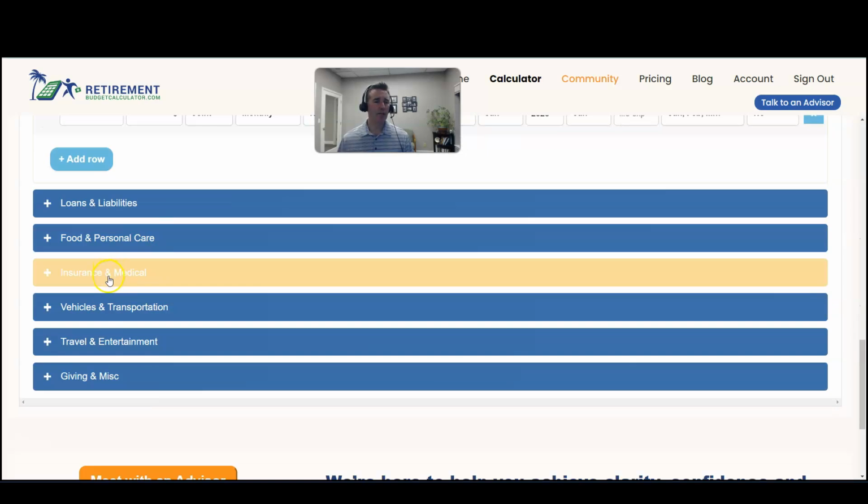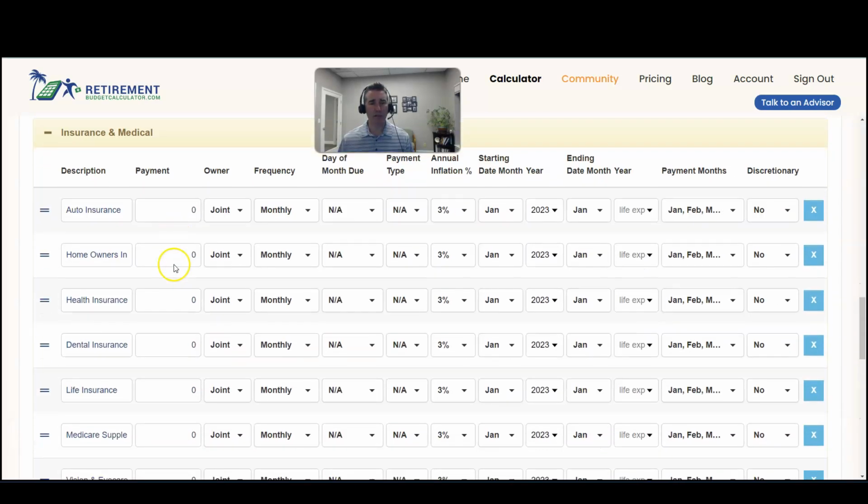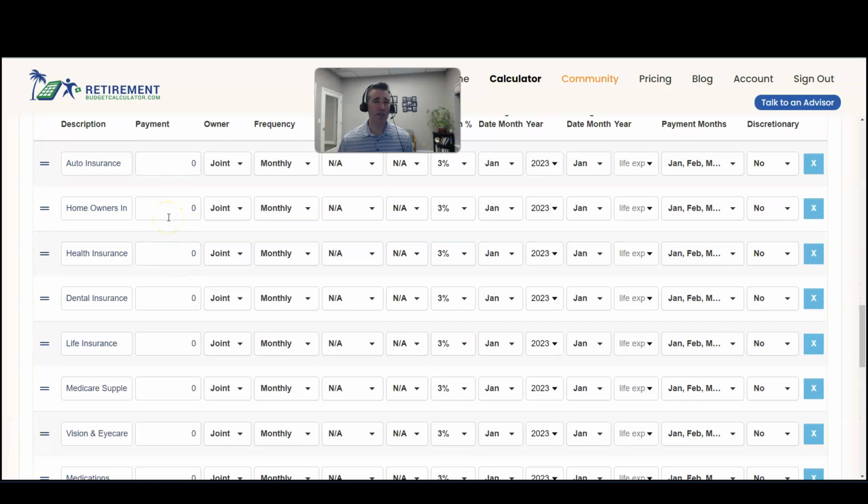Down here, we've really tried to be as detailed as possible and give you a lot of template data on your spending so you don't miss things. I found that the people that really have the most confidence heading into retirement are people that really take the time to understand their spending, where their money is going.